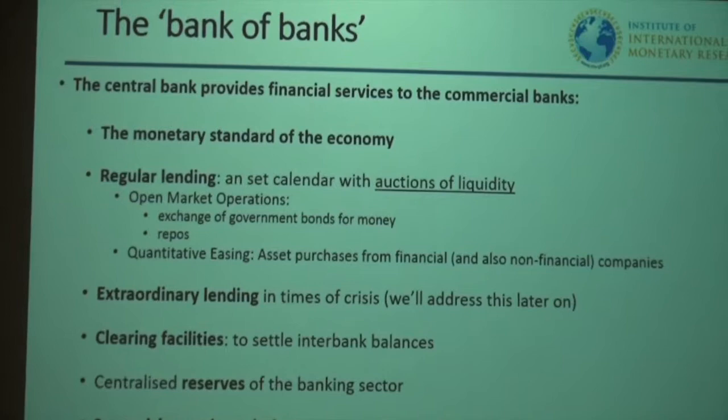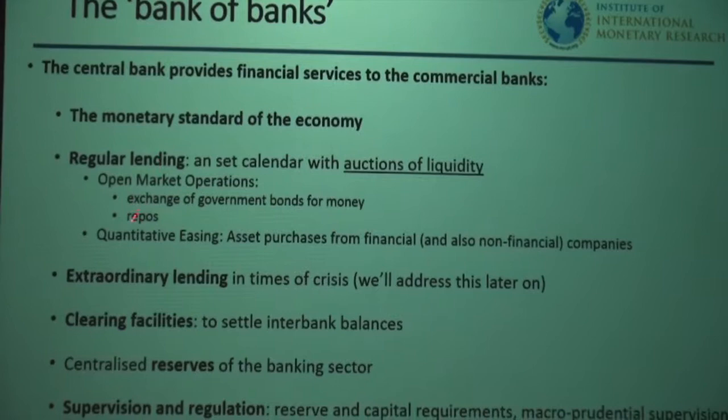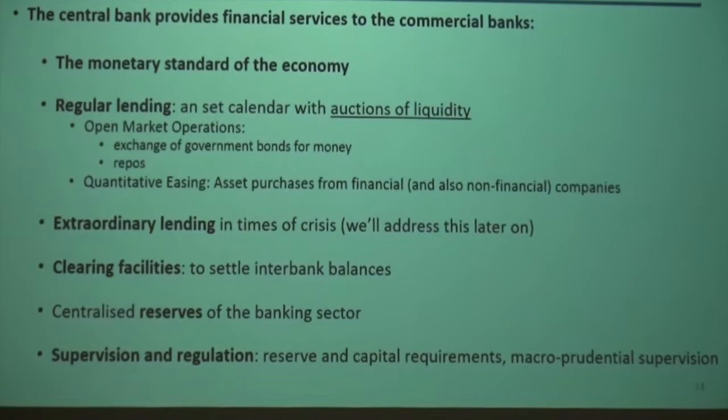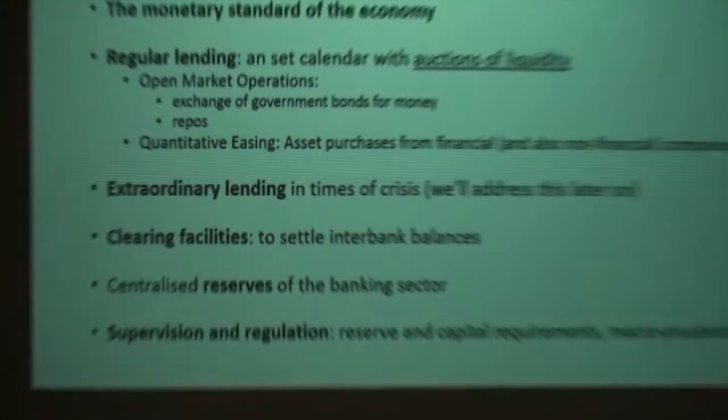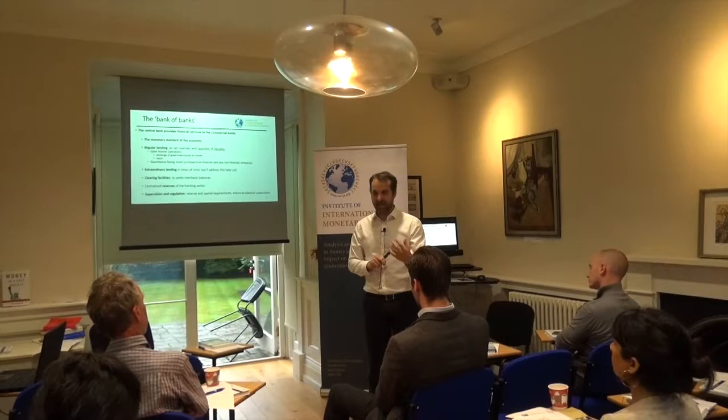Then we have what we call quantitative easing in times of crisis, which is related, but it's separate. Now what the central bank will do is purchase assets from the banking sector and from other, non-financial companies. But this is an outright purchase. This is not a repo operation. This is a permanent addition of an asset into the balance sheet of the central bank. And why would the central bank do this? Please tell me, why would you buy an asset held by either a bank or a non-financial company?